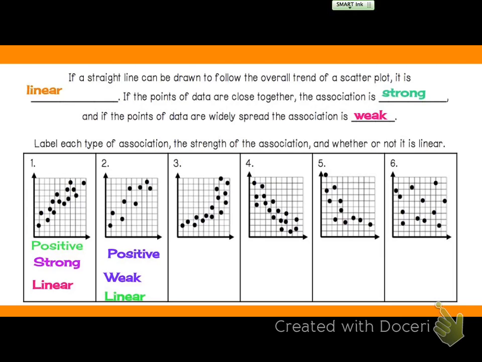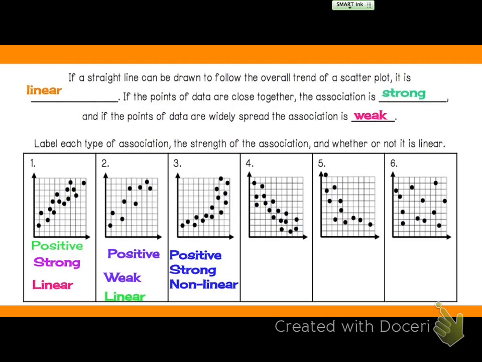So what about 3? What do we think 3 is? You can't draw a straight line. No, so that's nonlinear, isn't it? Is it positive or negative? Negative. Right. Well, so positive means, as you're reading it from left to right, the points are going up. So is it positive or negative? Yep, positive. Are they close together or are they far apart? Close. So it means it's strong or weak? Strong. So there you go. Positive, strong, nonlinear. So everybody do 4, 5, and 6 on your own.